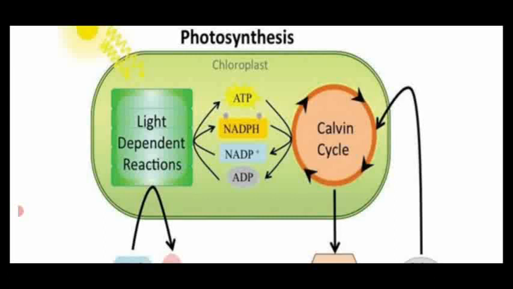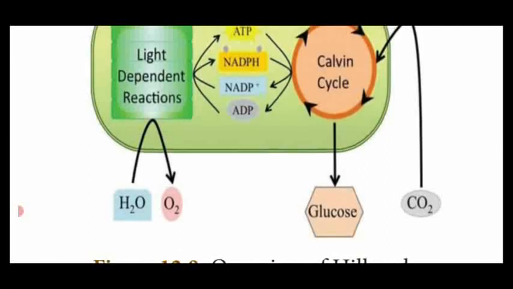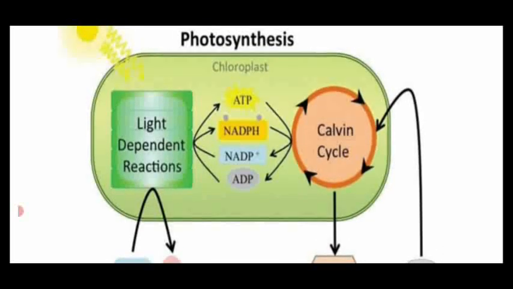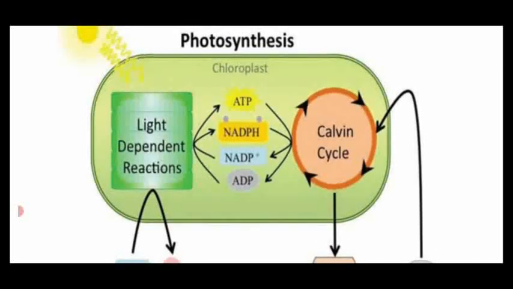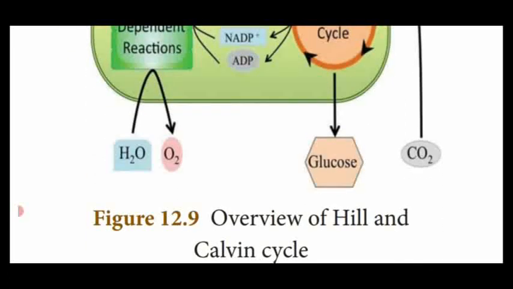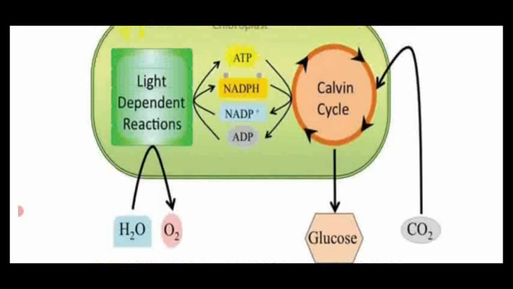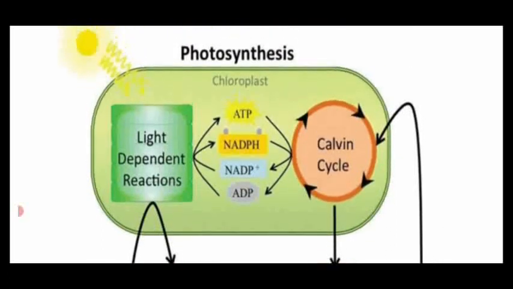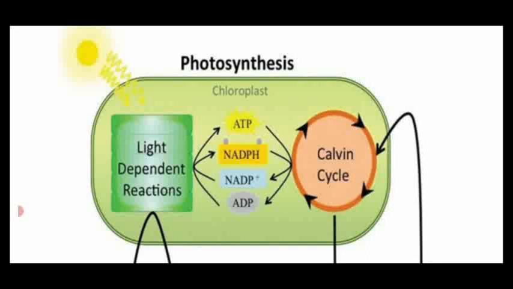They absorb the ATP and NADPH2 produced in the light reaction and reduce the carbon dioxide into carbohydrate, that is, they give glucose. So these are the two reactions which take place in the plant parts to do photosynthesis. This diagram is named the overview of the Hill and Calvin cycle. The overall reactions of the light reaction and dark reaction are called the photosynthetic process.